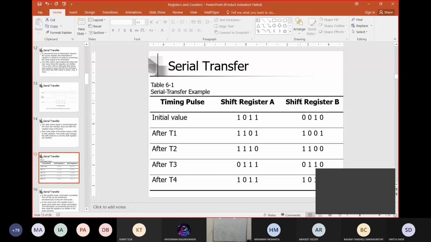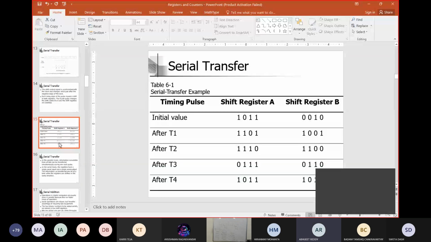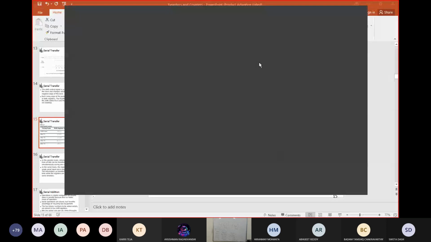Yes. Load. Pardon? What do you require? Somebody is answering? Abhijit? Hiranmai? Hello. Yes, ma'am. In parallel, please load. I think load should be there.